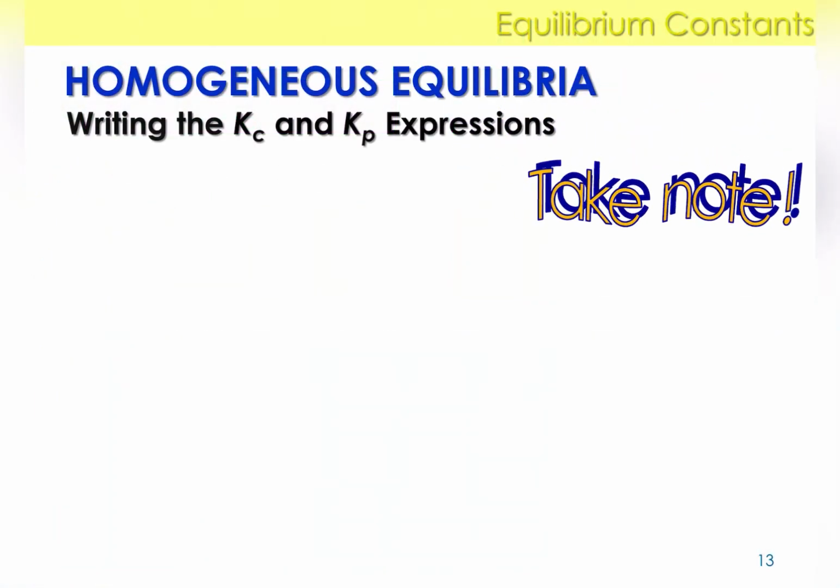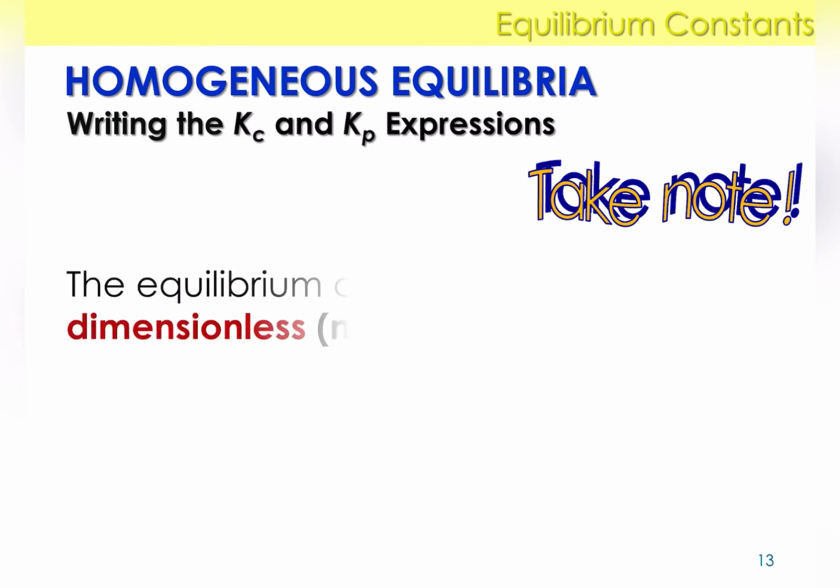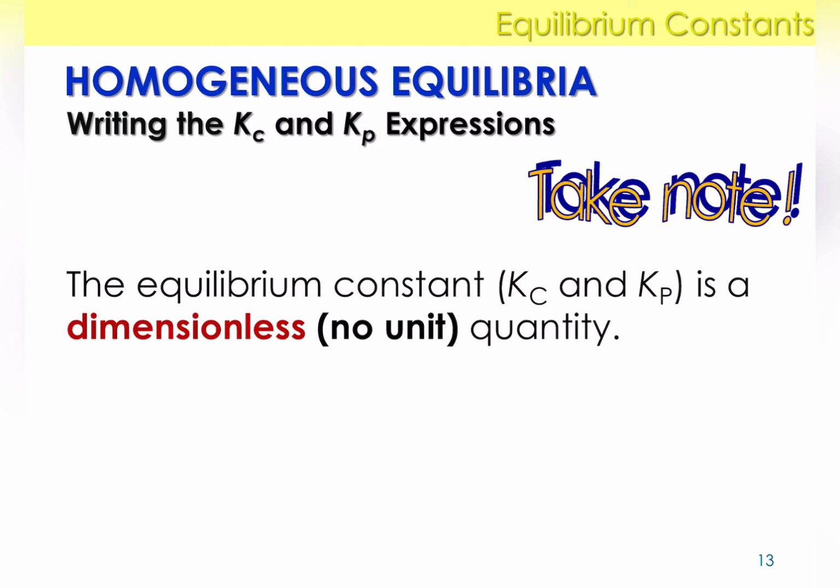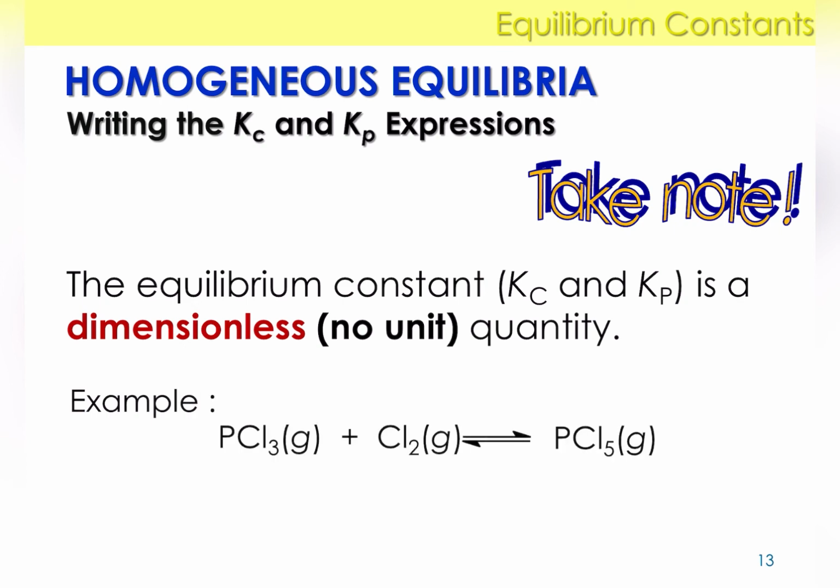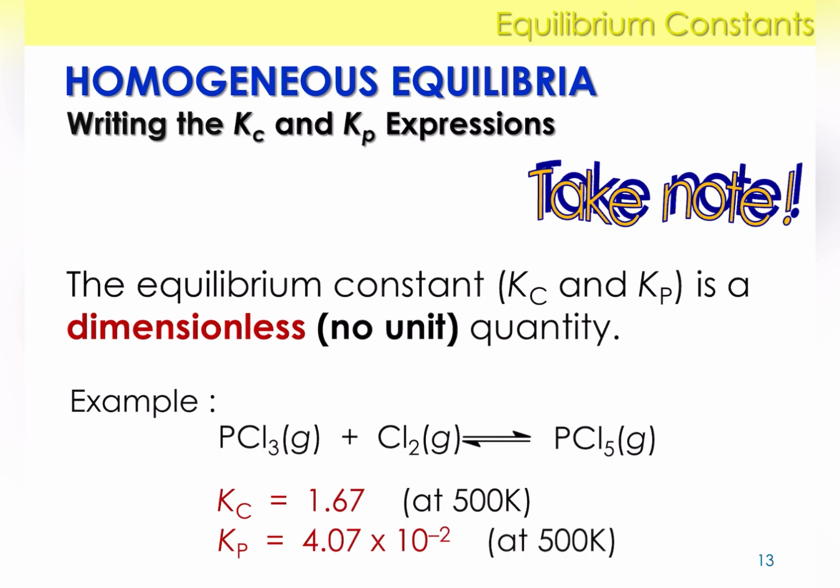Next, you have to take note of a few basic things about Kc and Kp. The first one, the equilibrium constants Kc and Kp are dimensionless. It means that you have no unit. There is a value for them, but no unit. For example, I got this equation and I got the value for Kc is 1.67 and Kp is 4.07 exponent -2, and both Kc and Kp are at temperature 500 Kelvin. So this is how you want to write the value for Kc and Kp, and as you see here, there are no units for them. That's the first thing you have to take note.